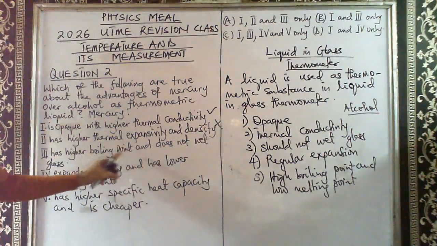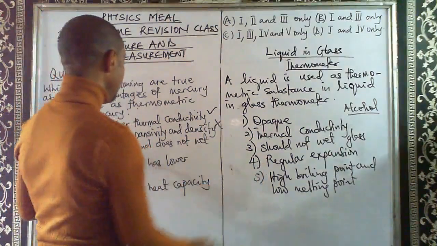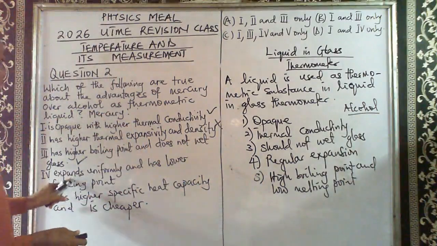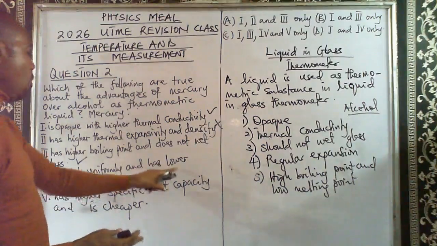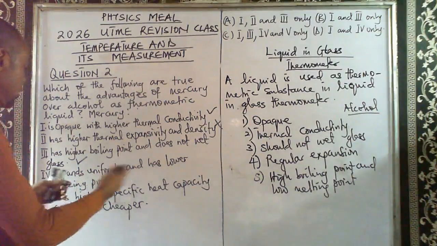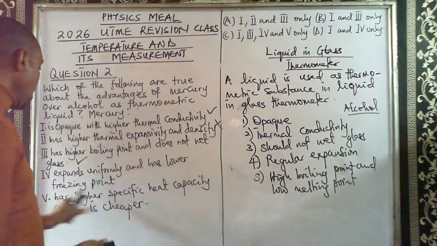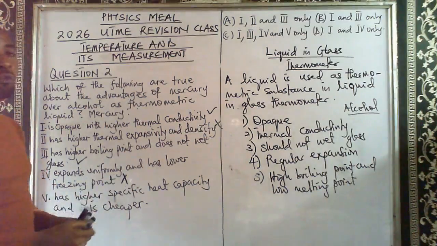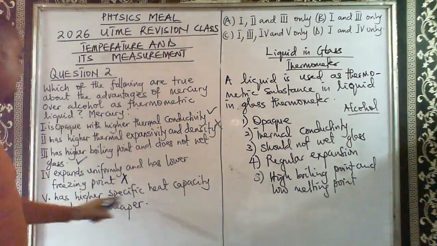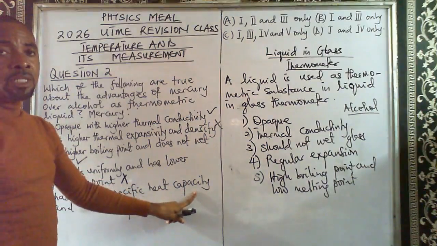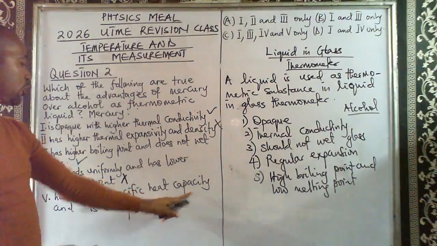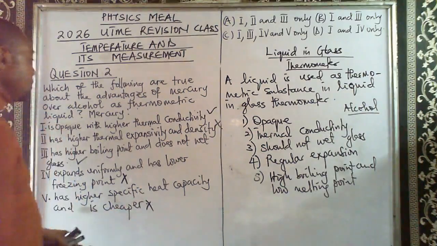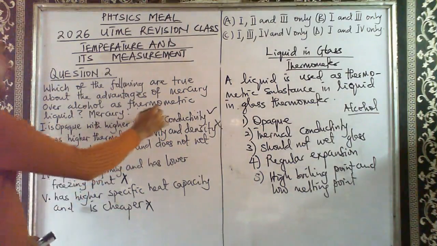Then mercury has higher boiling point. That's correct. It has higher boiling point and does not wet glass. That's correct. It's an advantage over alcohol. It expands uniformly. That's correct. Lower freezing point. That's not correct. No, the freezing point of alcohol is lower than that of mercury. So we'll cancel that. Has higher specific heat capacity. That's not correct. The specific heat capacity of mercury is not higher, and mercury is also not cheaper than alcohol. So that's cancelled. So the advantages that we have here are I and II.